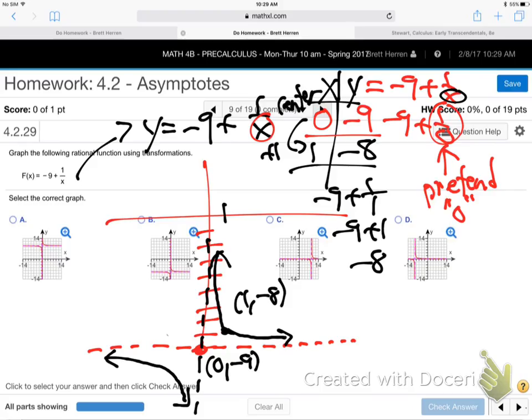Which one of those is right? B, is it B? Yeah, it looks like B here. That's what I'm thinking too, B. Does that make sense? Is that good on that? Questions I can answer? Good?